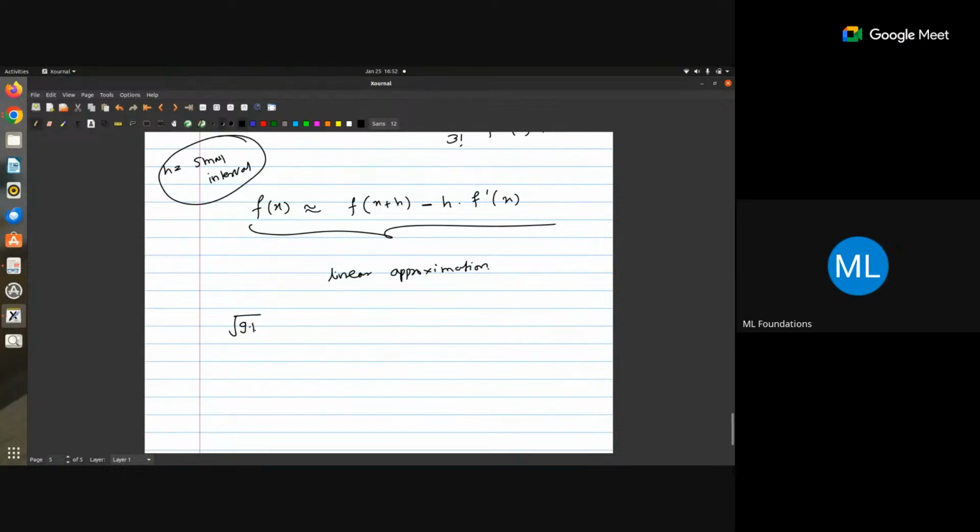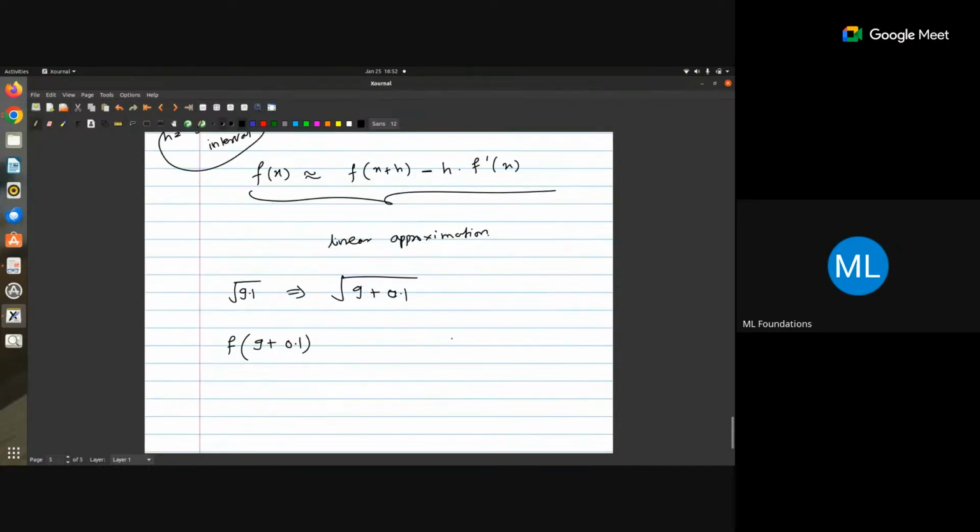So I can write this root of 9.1 as root of 9 plus 0.1, right? The function here is root, so f of 9 plus 0.1. How to solve this then? We need the approximation here.